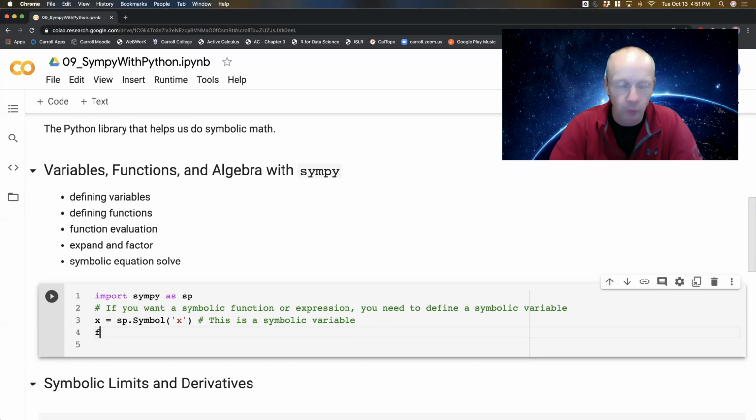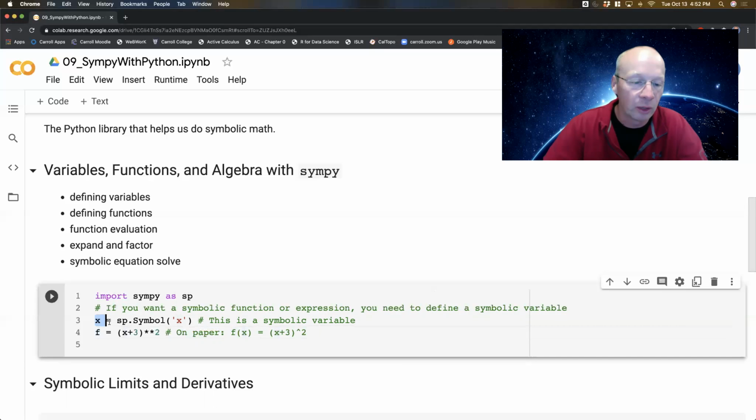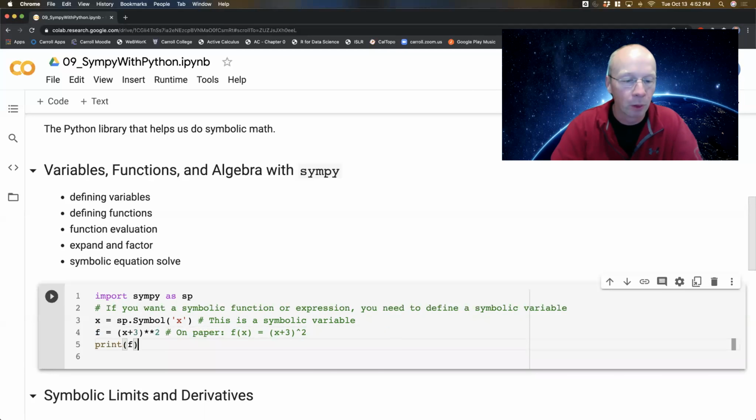So let's define a function. So I'm going to say like f equals, let's do like (x + 3)**2, right? So what I would say on paper is f of x equals (x + 3) squared. Remember, Python does powers as a double asterisk, but take note, I do not have f of x here. I'm defining the name, I'm not defining the variable. So it's actually two lines here where I define the variable, then the name that uses that variable. Whereas on paper, we write that in a much more compact way. That's okay. Let's see what it looks like.